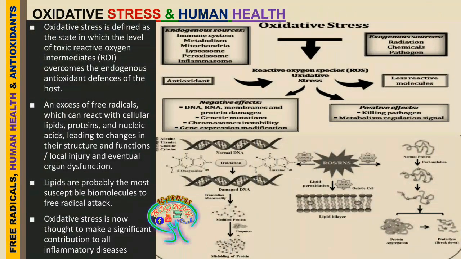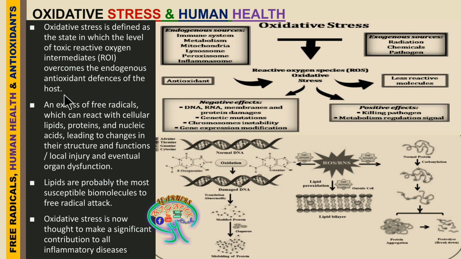Now in this slide, we are going to discuss oxidative stress and human health. Here we can see that oxidative stress is defined as the state in which the level of toxic reactive oxygen intermediates overcomes the endogenous antioxidant defense of the host.